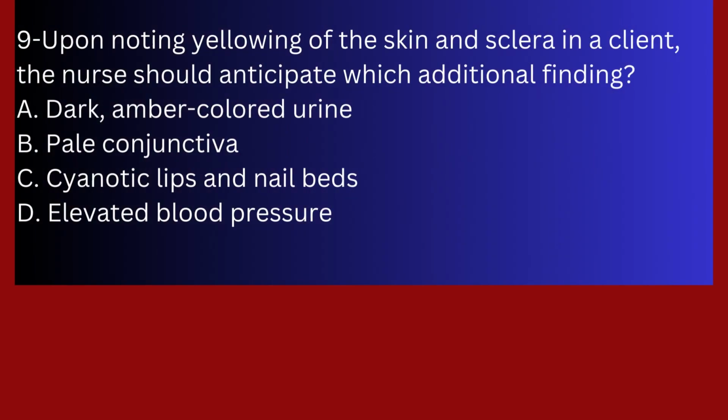Question number 9. Upon noting yellowing of the skin and sclera in a client, the nurse should anticipate which additional finding? A. Dark amber-colored urine. B. Pale conjunctiva. C. Cyanotic lips and nail beds. D. Elevated blood pressure. The answer is A.